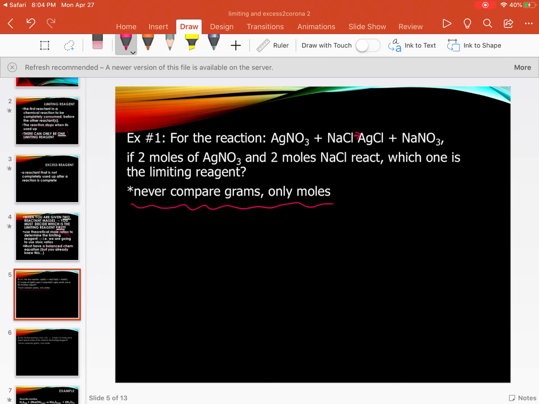Here in our reaction, we have 1 mole of silver nitrate. Add in those ones if it's not super obvious to you. 1 mole of silver nitrate reacts for every 1 mole of sodium chloride. I'm just going to rewrite that. Then it's saying, but in our lab, we have 2 moles of silver nitrate and 2 moles of sodium chloride. They have equal mole amounts and equal coefficients, so they're going to be used up equally.